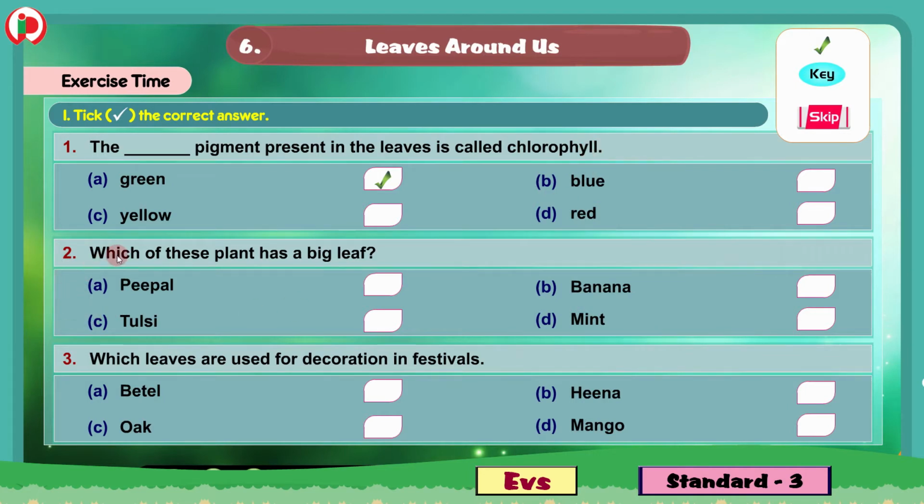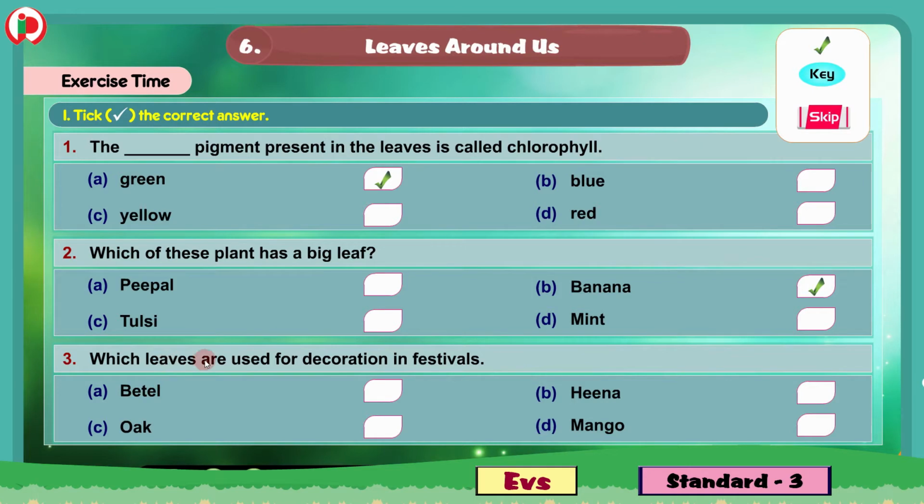2. Which of these plant has a big leaf? The options are A. Peepal, B. Banana, C. Tulsi, D. Mint. And here the correct answer is option B. Banana. We will put the tick mark for option B.